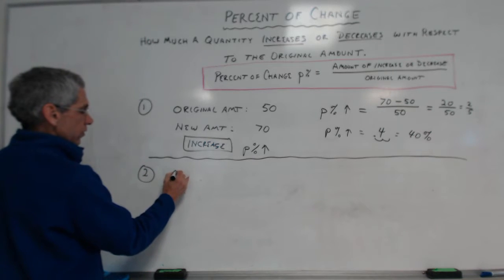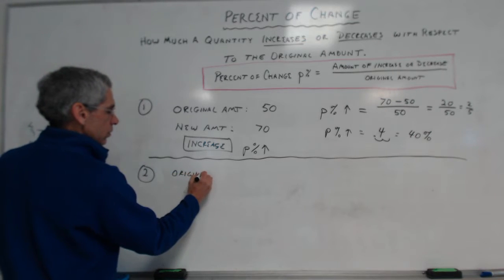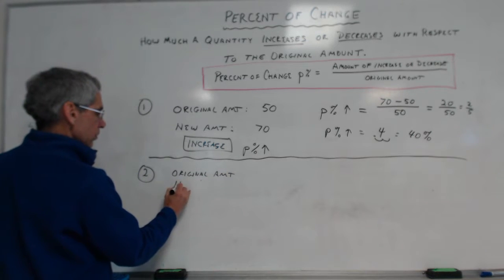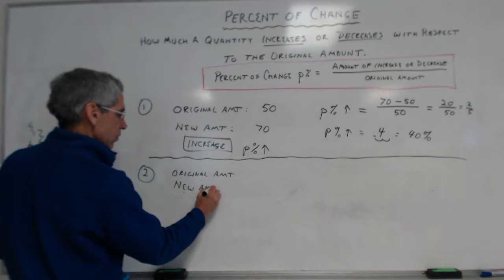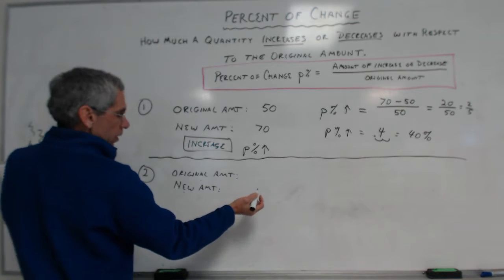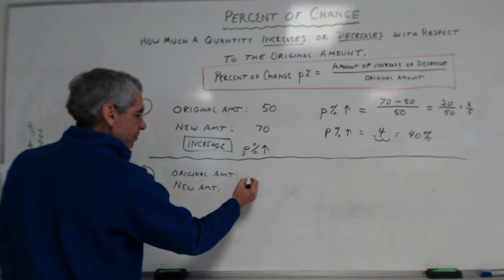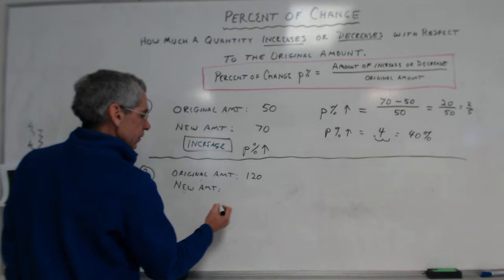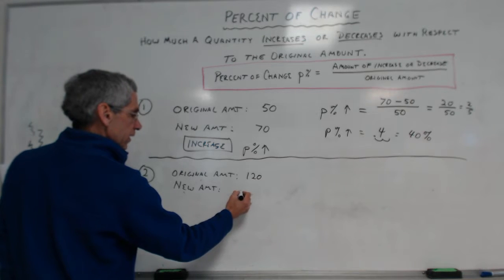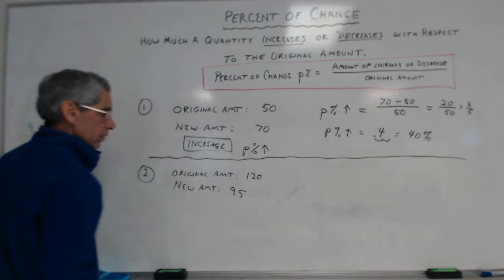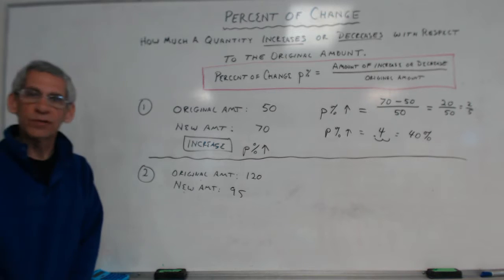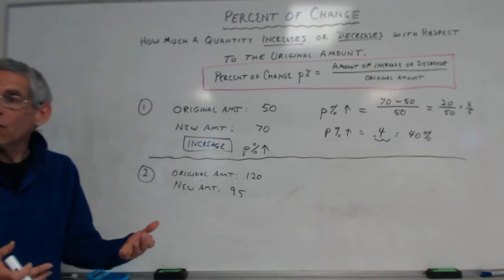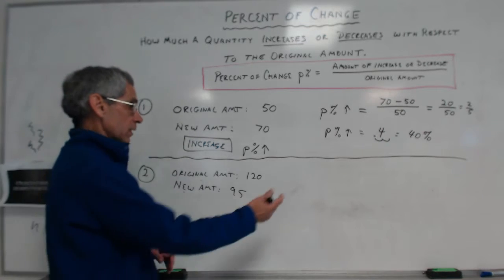Okay. So here's the original amount, and here is the new amount. Okay. Original amount we'll say is, let's see, 120. And the new amount is 95. Is that a percent increase or a percent decrease? Percent decrease, right? So now we got to figure out, well, what is the percent of the decrease, okay?